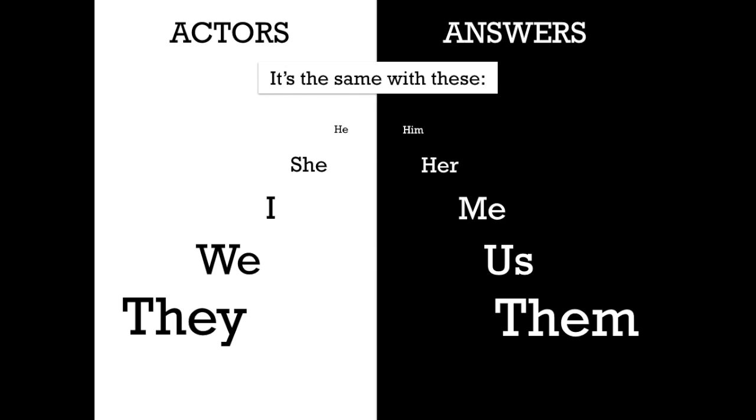It's the same with these guys. If it's he, she, I, we, they, it's the actor of the clause. If it's him, her, me, us, them, it's the answer of the clause. So what happens if you're trying to decide between he and him and she and her? Well, it's the same thing. He left the store. Since it is the actor in this case, since he is the actor, we use he, not him. Bob left the store with him. Well, in this case, him is doing nothing.